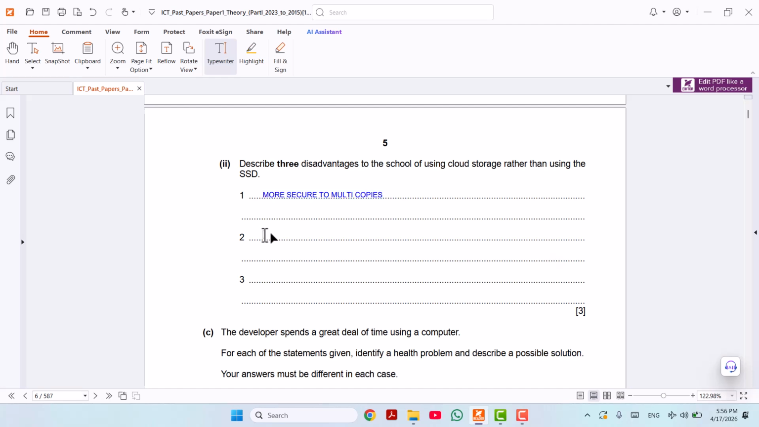Okay. Number two, cloud must have internet. You can say the cloud must have internet to access the data. Number three, the connection to store the data.